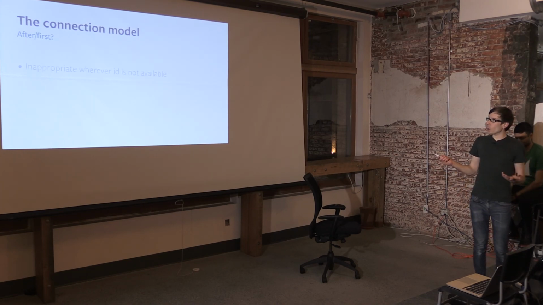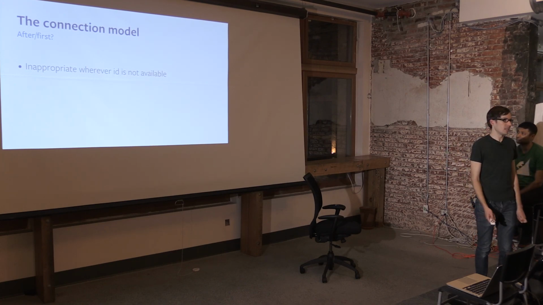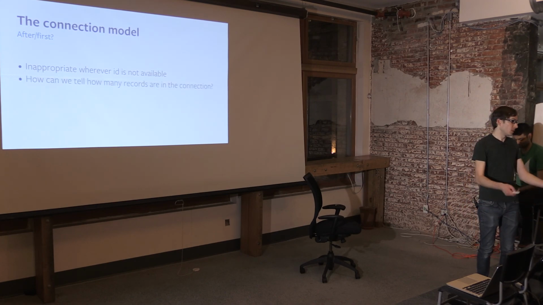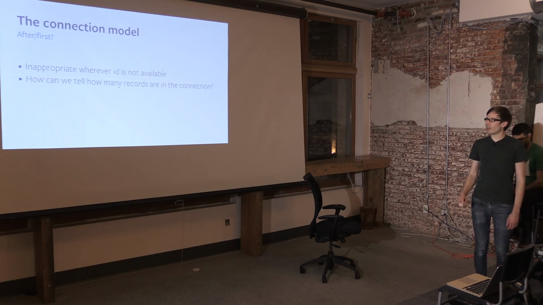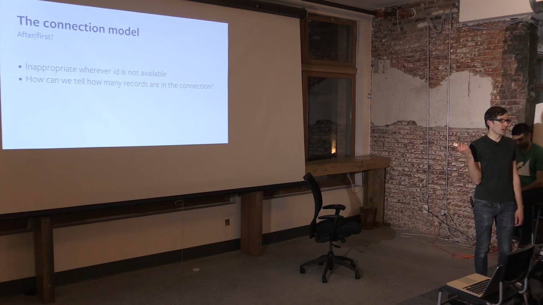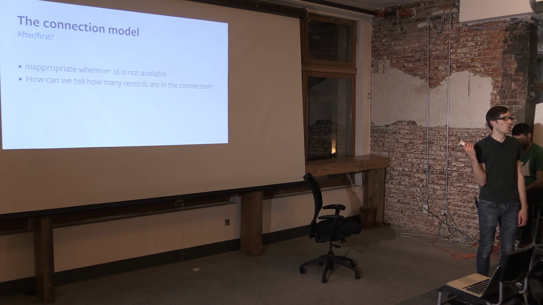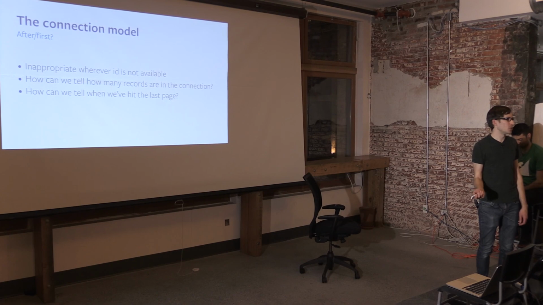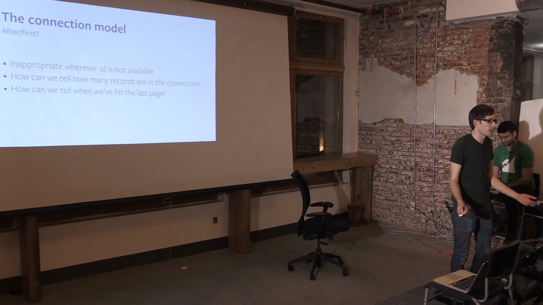All right, so this is cool. Some problems though, it's inappropriate wherever you don't have an ID. In Relay, of course, we enforce that you have UUIDs. And you know, how can we tell how many records are in the connection? Like, how do I know when there's no more after a certain point? And how can I tell when I've hit the last page other than asking for it and getting nothing?